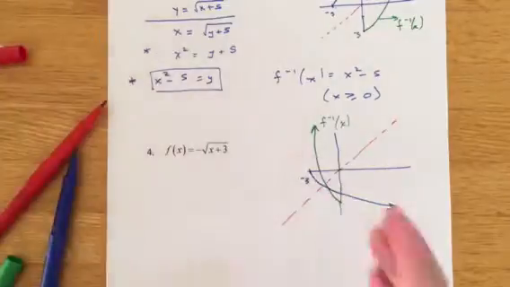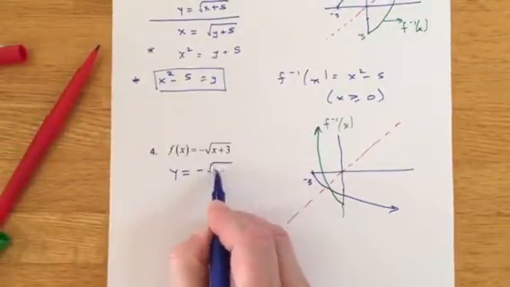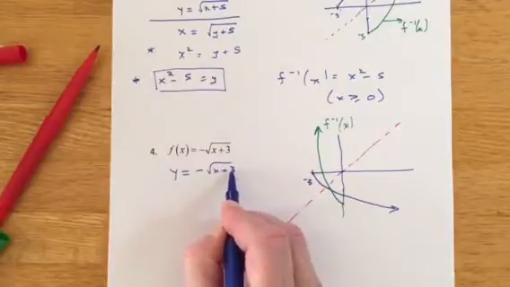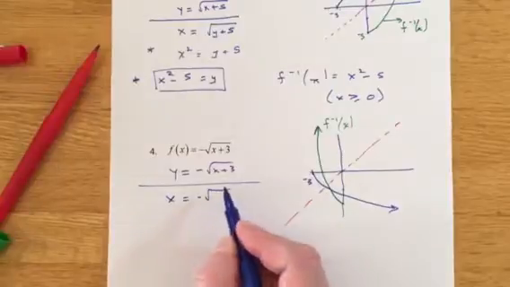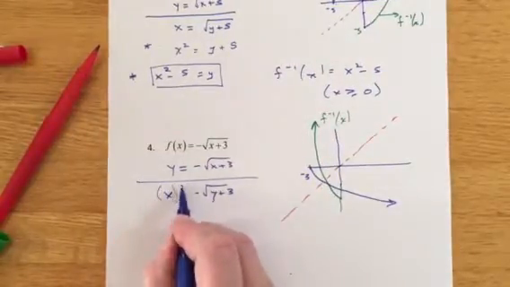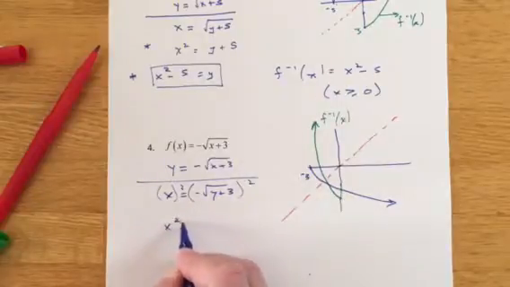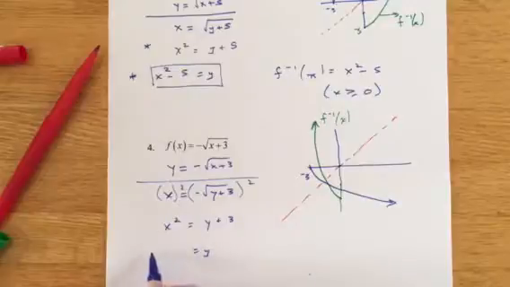Okay, so again, it looks like it's going to be the left half of a parabola. So a very similar thing happens here. Switch the role of x and y. Square each side. So you get x squared, since the negative disappears when you square it, is y plus 3. Subtract the 3.